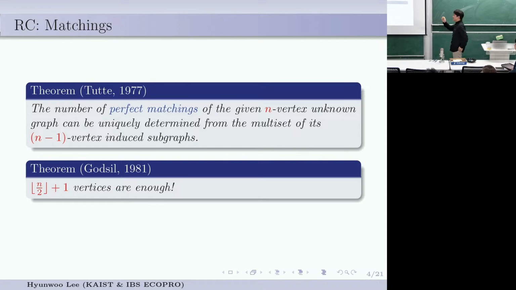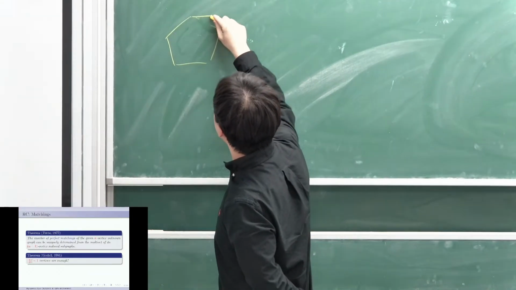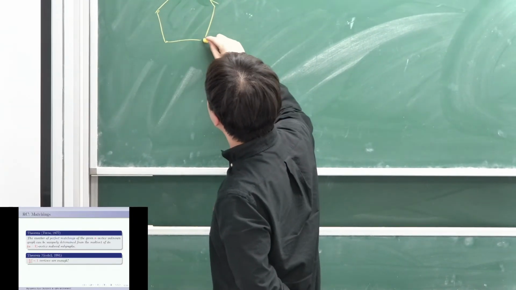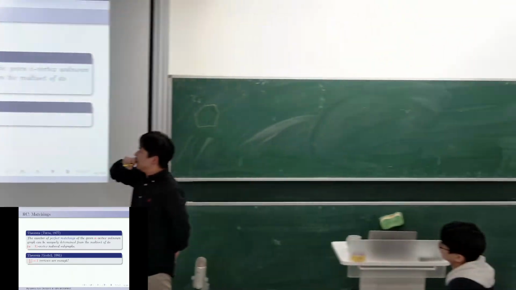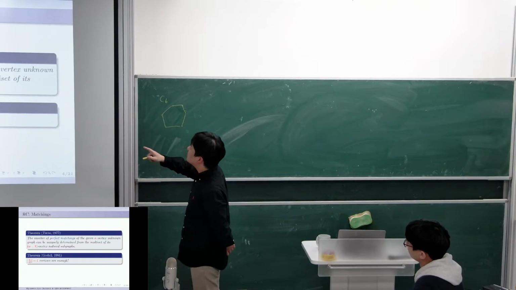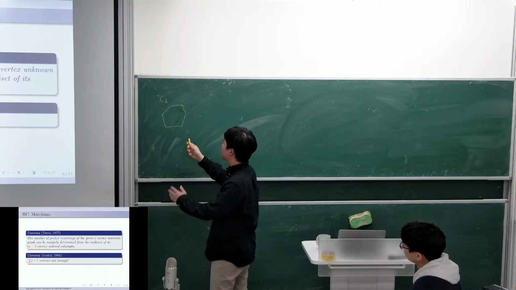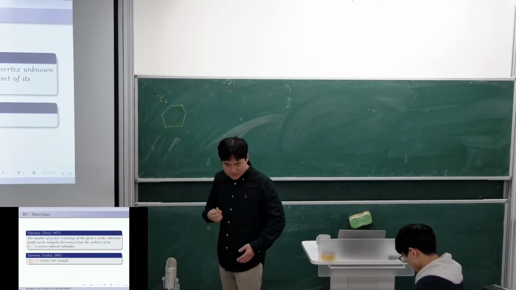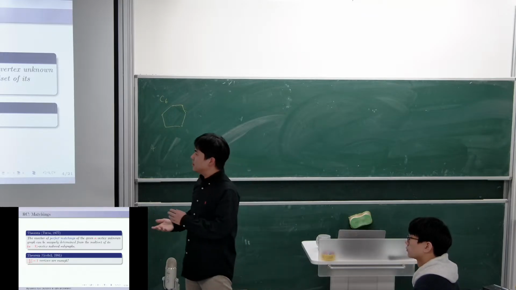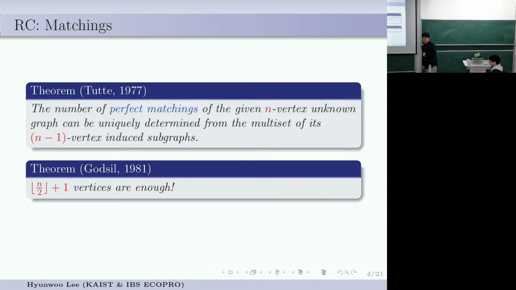For example, let's consider C6, so n is 6. Then Godsil's theorem implies that if every 4-vertex subset is given, then we can determine the number of perfect matchings in this unknown graph. It does not imply that we can determine the whole structure of the unknown graph, but we can determine the number of perfect matchings.